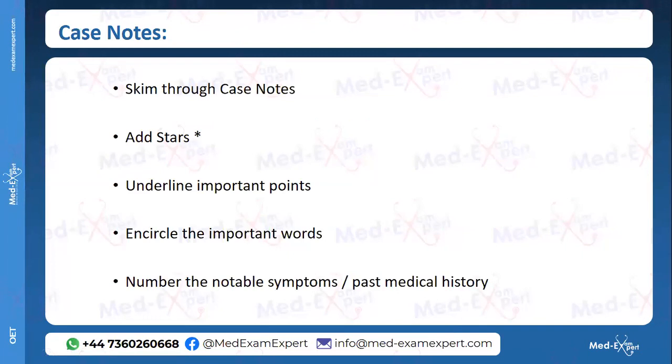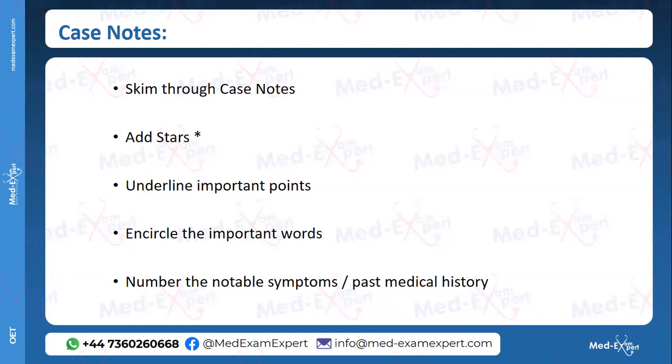Then comes the case notes. What's important regarding case notes is that you should skim through them. So skimming, what is skimming? Skimming means that you have to be very agile, very active, and you have to filter out what is important and what is not important, what is relevant and what is not relevant.